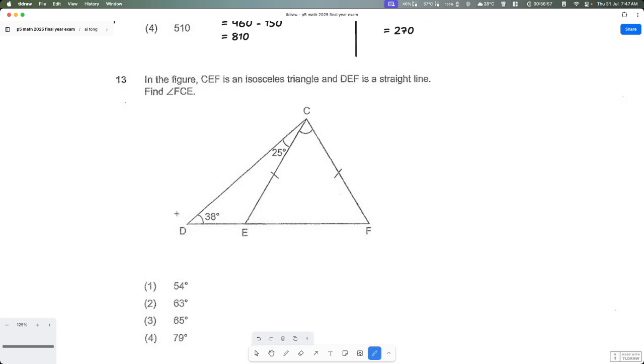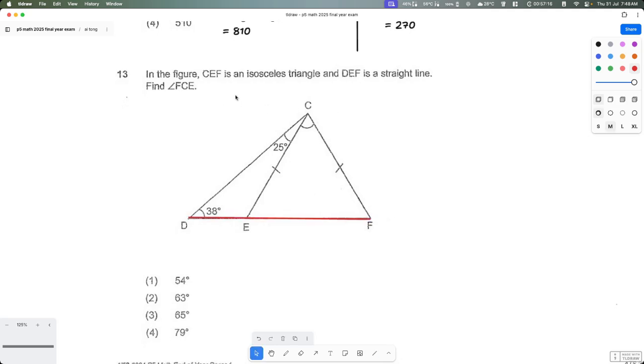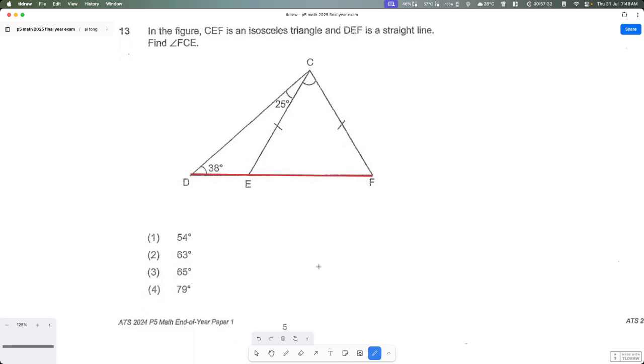Question number 13. In the figure, CEF is an isosceles triangle, same sides, and DEF is a straight line. So over here, I'm going to draw a line to say DEF is a straight line. What we want to do is find angle FCE. Okay, how do we do that? We know these two angles, so we can actually get this angle, DEC.